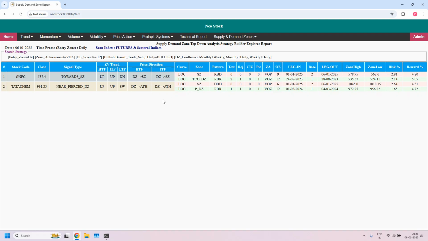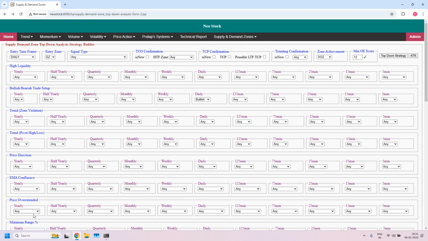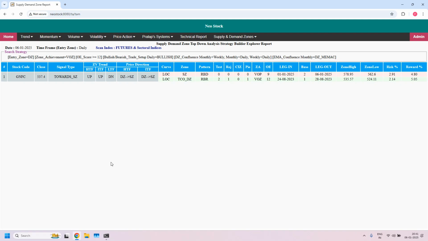In these 2 stocks, the daily zone is part of the weekly, both together part of the monthly zone. But this is a pierced zone. Okay, now let's verify out of these 2, how many are having monthly EMA confluence. In the EMA confluence at monthly time frame, monthly demand zone having monthly EMA confluence. Let's filter. So one stock is filtered and it is a pierced zone.